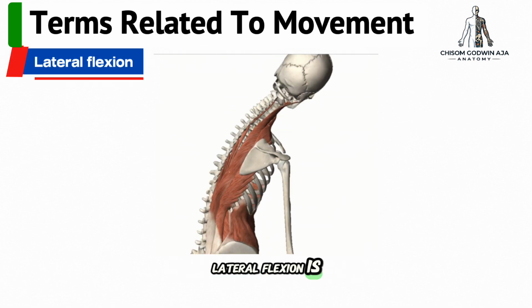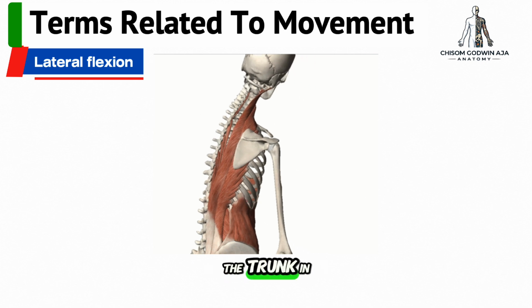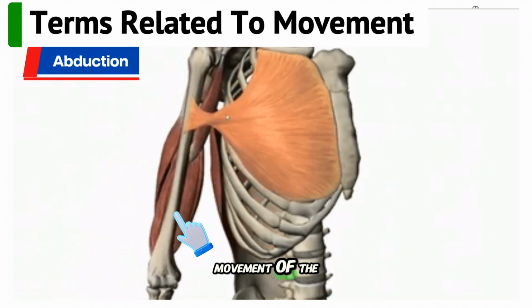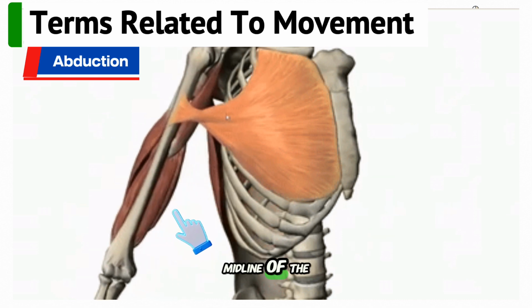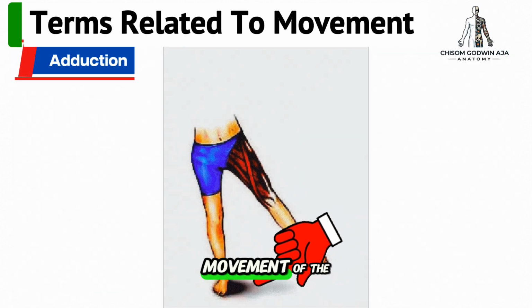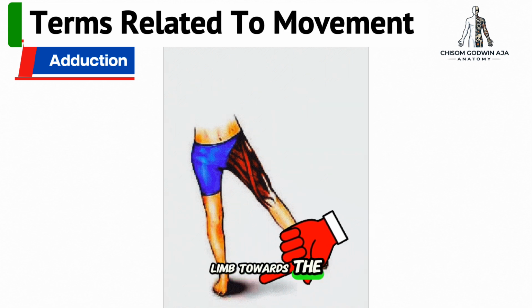Lateral flexion is a movement of the trunk in the coronal plane. Abduction is the movement of the limb away from the midline of the body in the coronal plane. Adduction is the movement of the limb towards the body in the coronal plane.